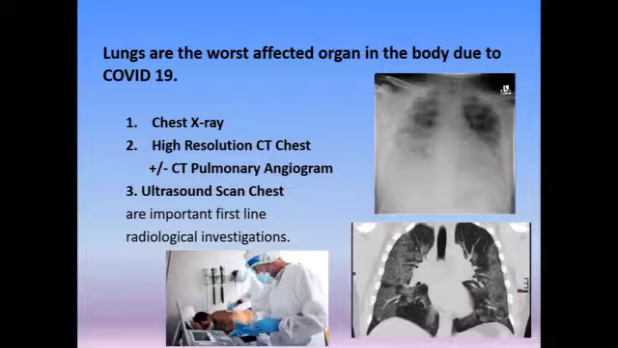And if the patient's condition worsens, then they will go on to be investigated with CT studies, where we do what's called a high resolution CT chest. Also, depending on the other clinical conditions, they may need other imaging investigations like a CT pulmonary angiogram or ultrasound scans or image guided interventions.